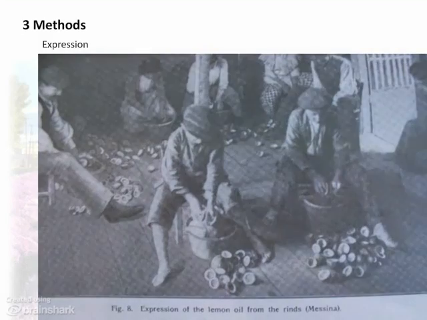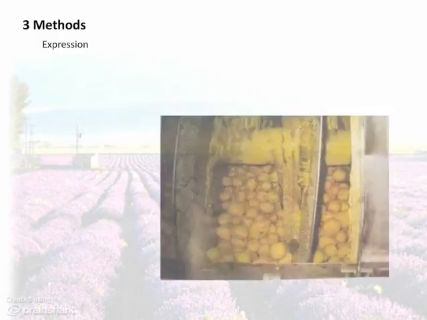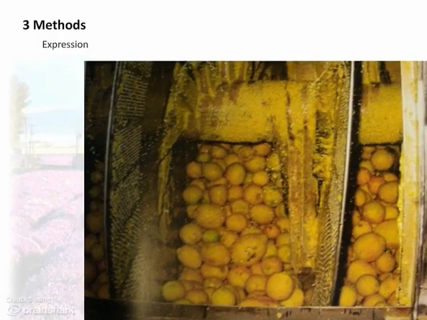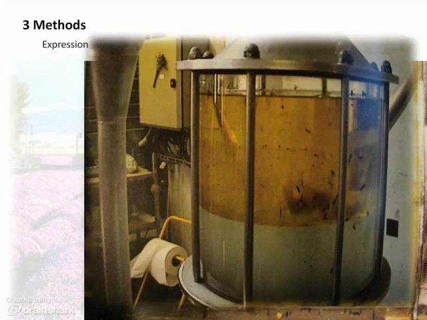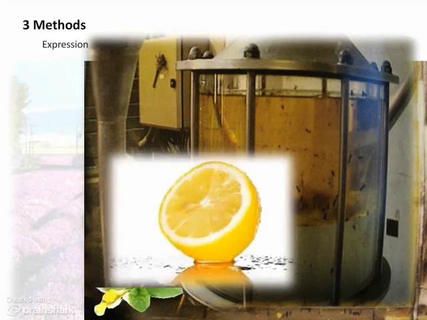But now it is executed mechanically by scarification or compression. Basically, the peel of the fruit is racked or abraded by mechanical scrapers. Sometimes the whole fruit is crushed prior to the essential oil being separated from the juice and peel.